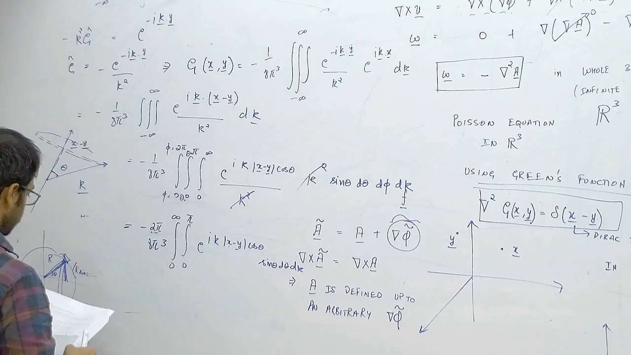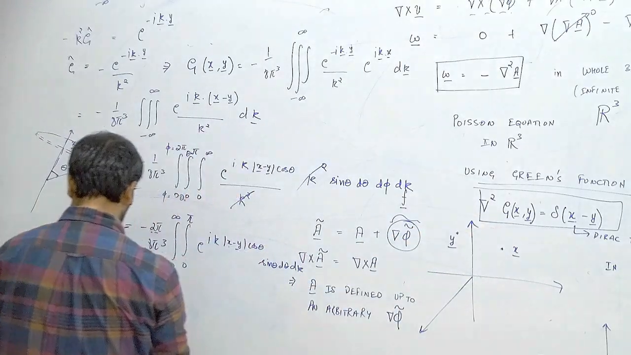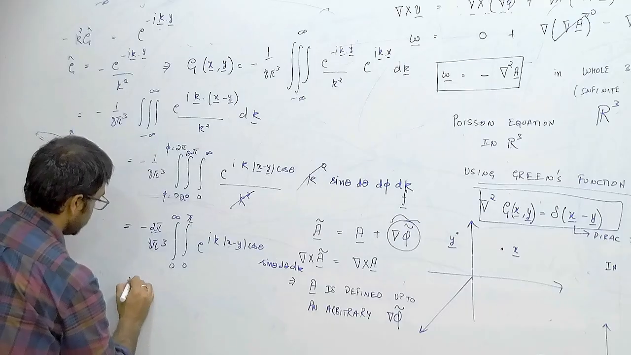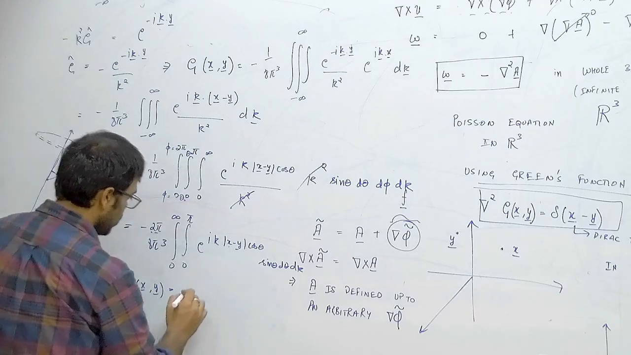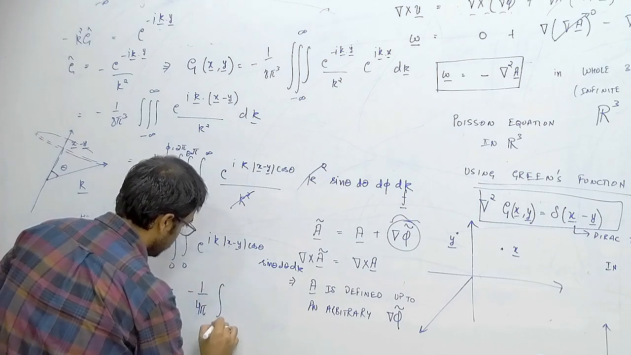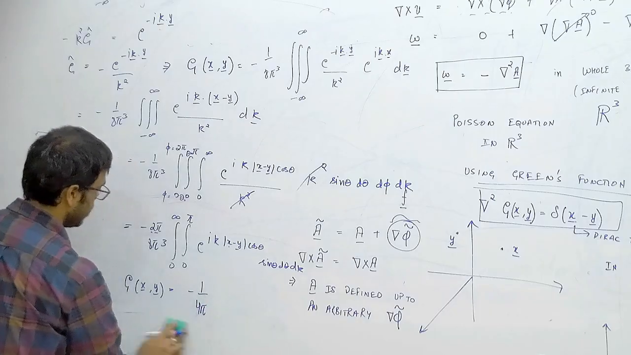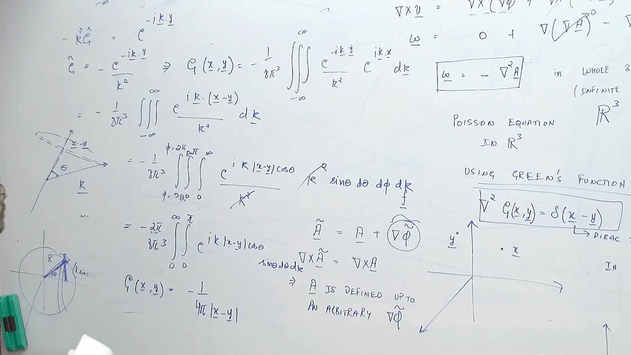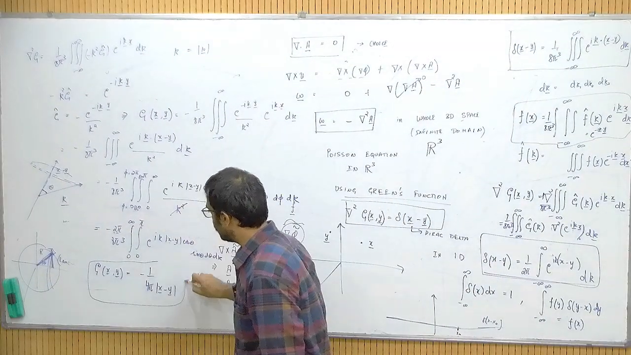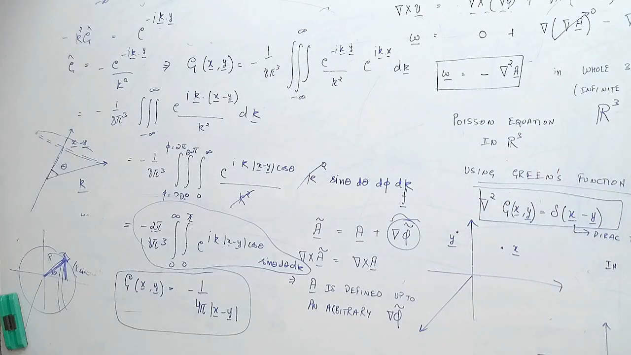Eventually I'll just write the result here. When you are solving this equation, the result that comes out is that g of x comma y is equal to, I think there's a minus here, minus 1 by 4 pi mod x minus y. This is the final result that you should be able to get after simplifying this integral.